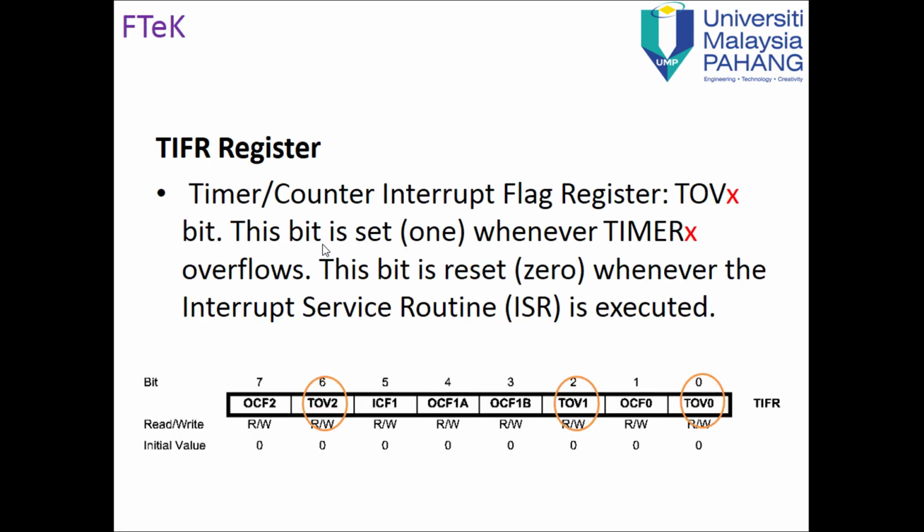The second common register is the TIFR register, the interrupt flag register. This gives the information that the interrupt occurred. So when the overflow happens in timer 0, TOV0 will change to 1. This bit is set to 1 whenever the timer overflows. The bit is reset to 0 after calling the ISR, the interrupt service routine.